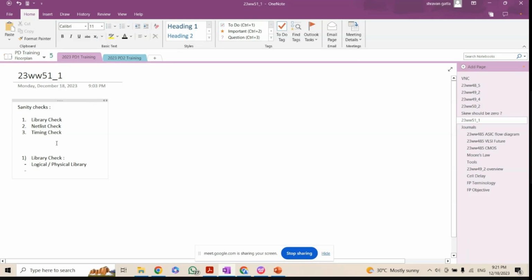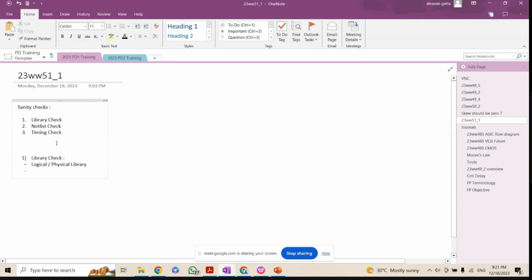If you don't understand anything, please let me know. Okay, netlist check. It basically checks that the output should not be tied to ground. One point is output. I'll tell you exactly what it means. Output shouldn't be tied to ground.